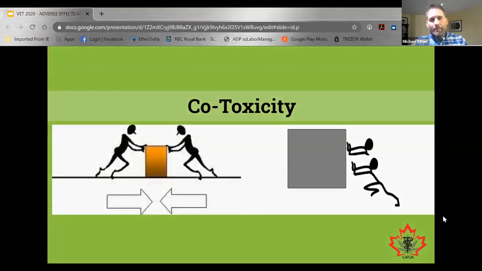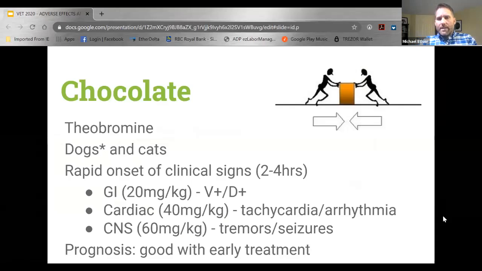Next slide. So what are these co-toxicities that we're seeing more of? Well, by far, one of the most common is chocolate.